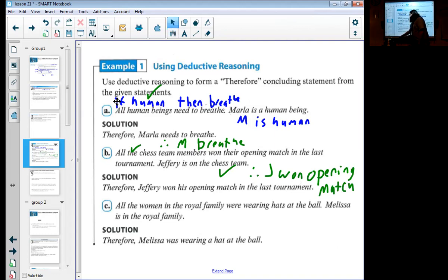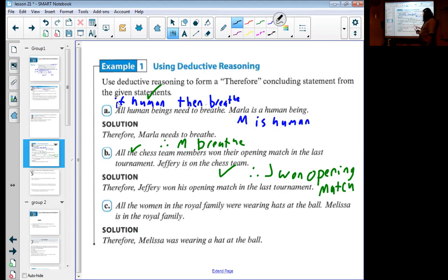For question C, it says all the women in the royal family were wearing hats at the ball. Melissa is in the royal family. So if royal woman, then wearing hats. Melissa is in the royal family. Melissa is a woman's name. So therefore, Melissa wore a hat.